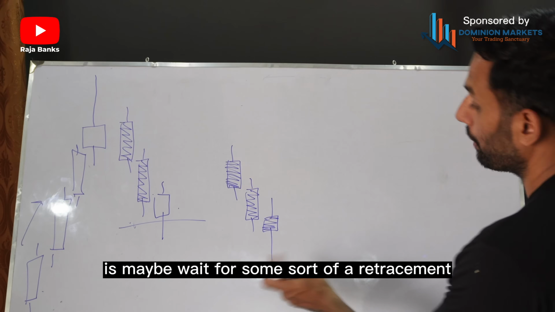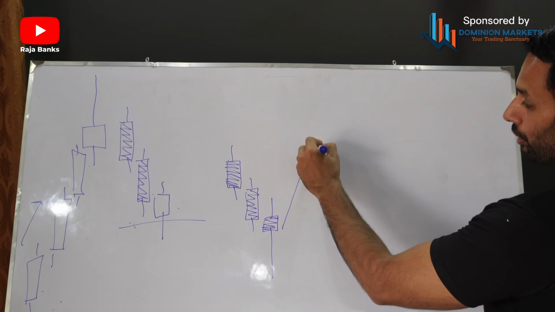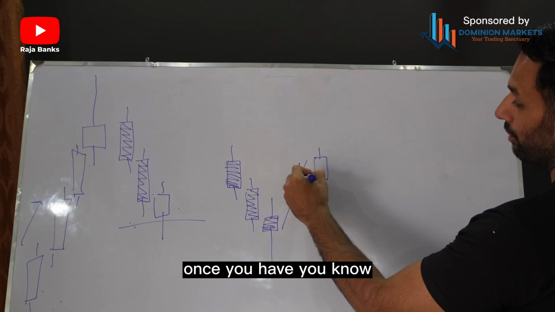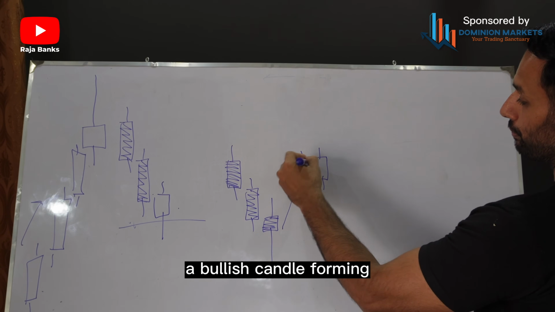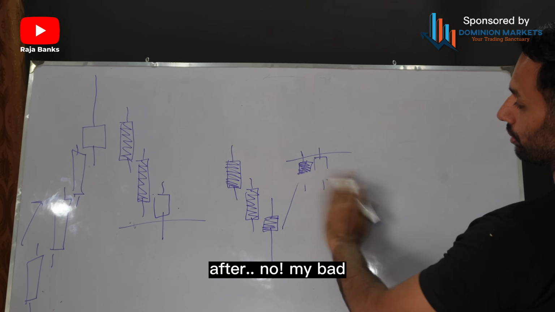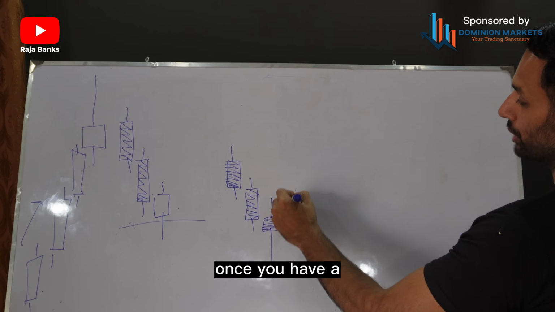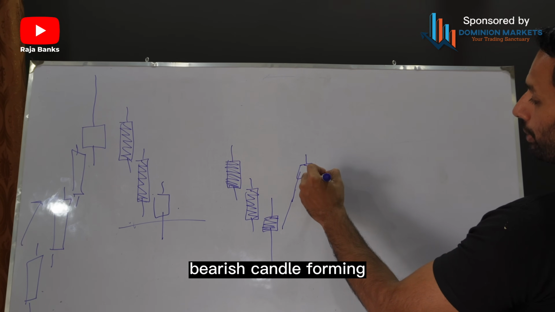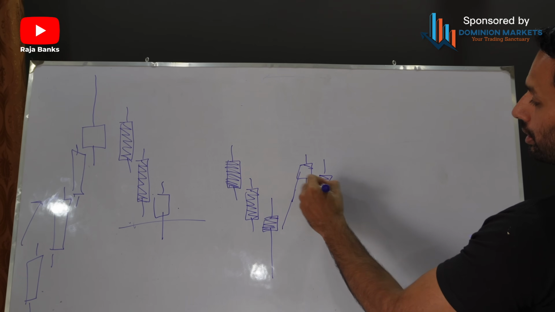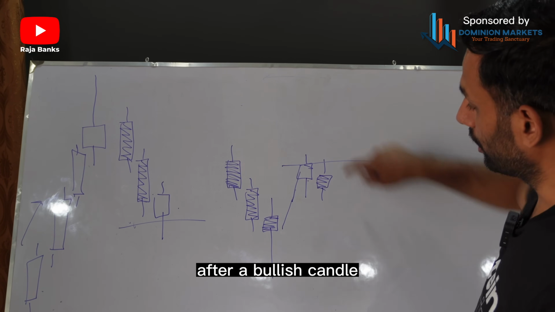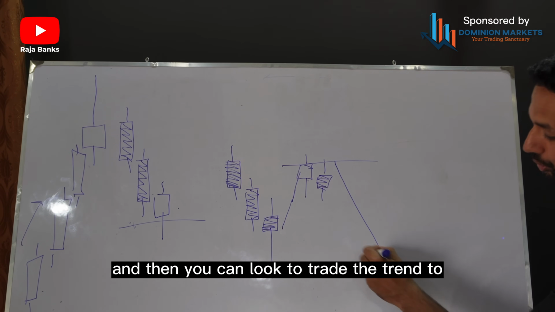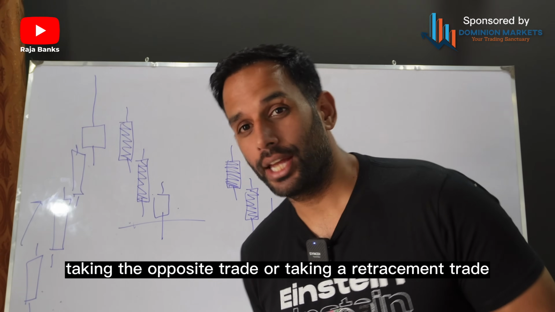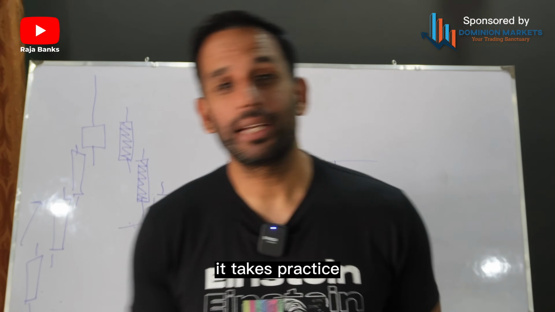So what you want to do at this point is maybe wait for some sort of a retracement, for a resistance to form. And obviously a resistance is formed once you have a bullish candle forming after... no, my bad. Bear with me here. Once you have a bearish candle forming after a bullish candle, resistance is formed, and then you can look to trade the trend to continue pushing down, right? Taking the opposite trade or taking a retracement trade, it takes practice.